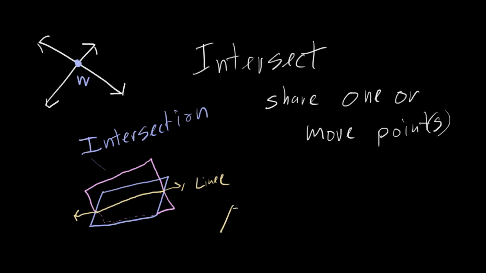A plane and a line can intersect at the line if the line's on the plane. Could also intersect at a point if the line pokes through the plane. And I can poke some holes in some pieces of paper or something if you need more clarification on this. But you do need to know what intersect means, and it just shares one or more points. And you need to know what an intersection is, and you might have to talk about intersections of different things.